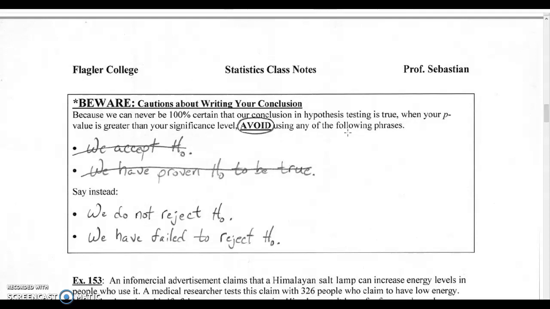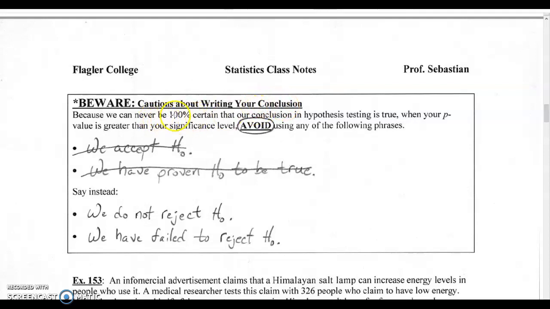We're in section 8.3, where we're trying to wrap up our study of hypothesis testing for population proportions. And I just got a few cautions here for you on this page. We're on the top of page 130 again. So beware, cautions about writing your conclusion.